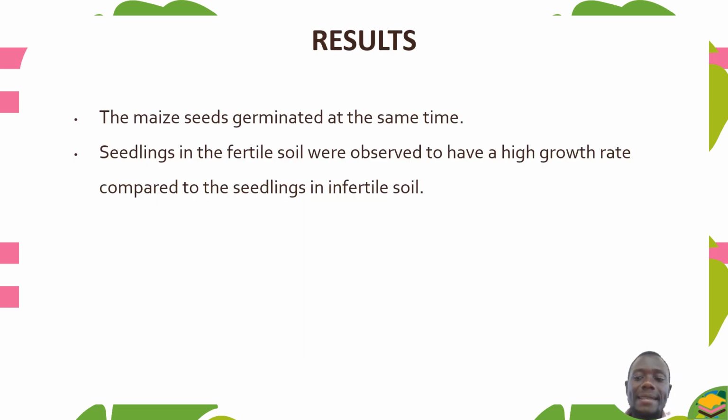So let's look at the results now. The maize seeds germinated at the same time. Seedlings in the fertile soil were observed to have a high growth rate compared to seedlings in infertile soil. As we said, fertile soil provides all the necessary conditions for the growth of plants, so seedlings in fertile soil will have a higher growth rate than those in infertile soil.